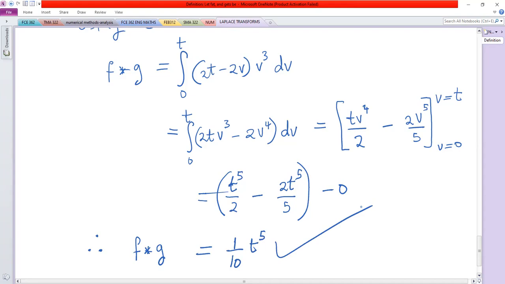The next example will demonstrate how to show that the commutative property for convolution works with a specific example or specific functions. Thank you.